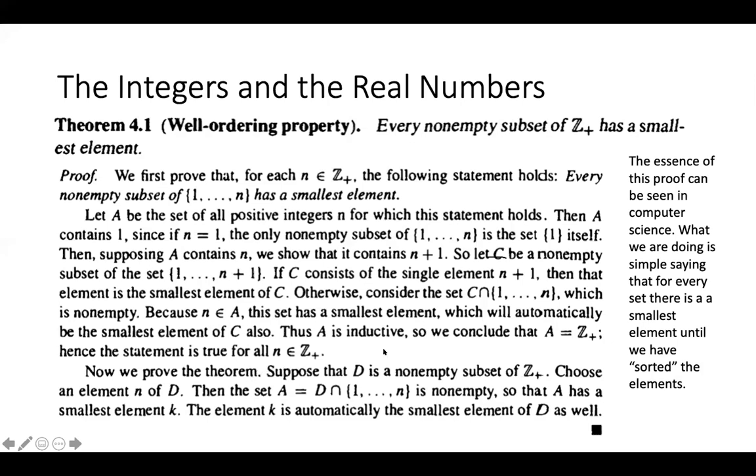Further, if D is a non-empty subset of Z plus, then we choose an element N of D, then the set A equals D intersection 1 to N is non-empty, so A has a smallest element K. And then K is the smallest element of D as well. I think this is a little confusing to follow like this, but I'll hold the slide, and if people have a look, I think it's quite intuitive to understand. So I'll just wait for 20 seconds.